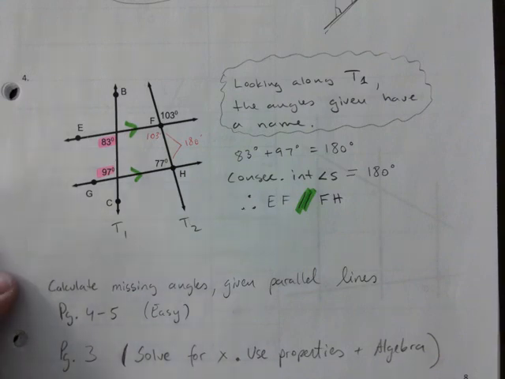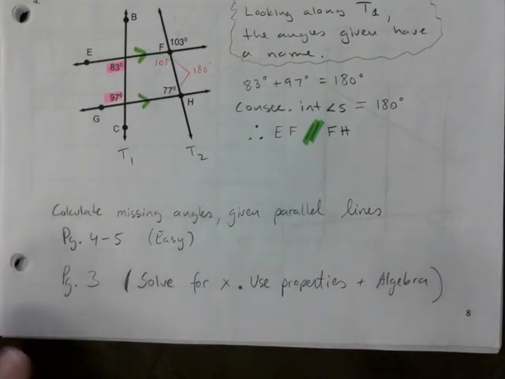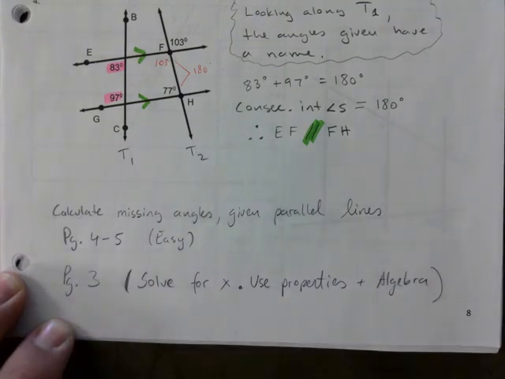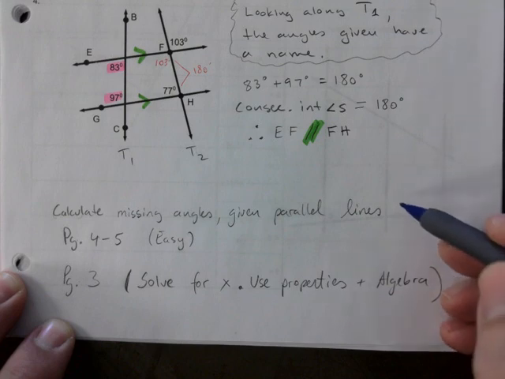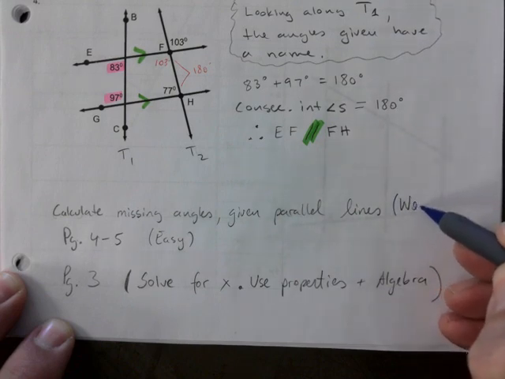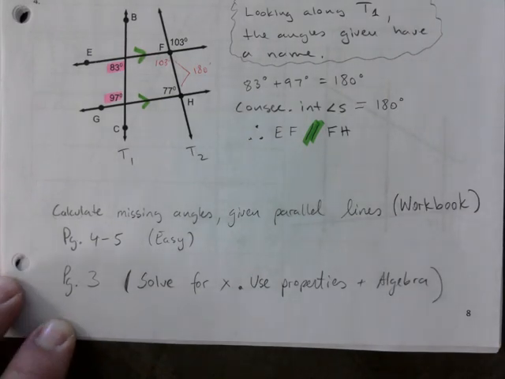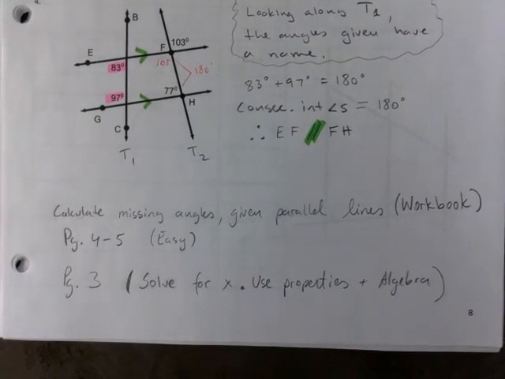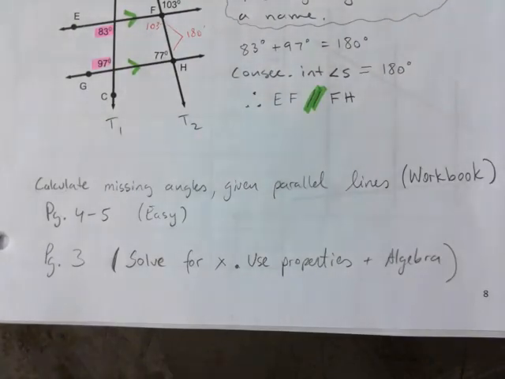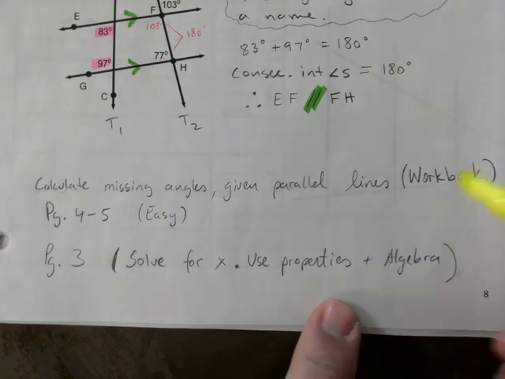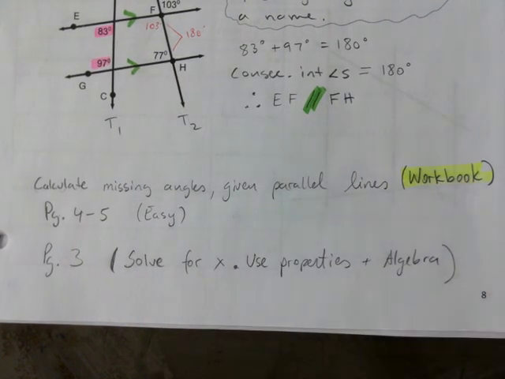I would have liked to have had these pages inserted right here, but these are in the workbook. So I will make a note here. If you could write this down at the bottom of this page: calculate missing angles given parallel lines. And that'll be in the workbook. It's very important that you make that note because otherwise you won't find it, right?